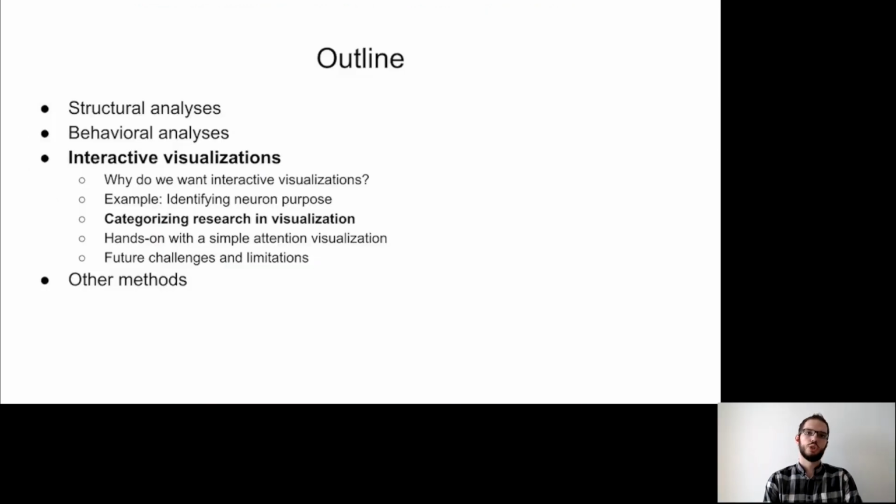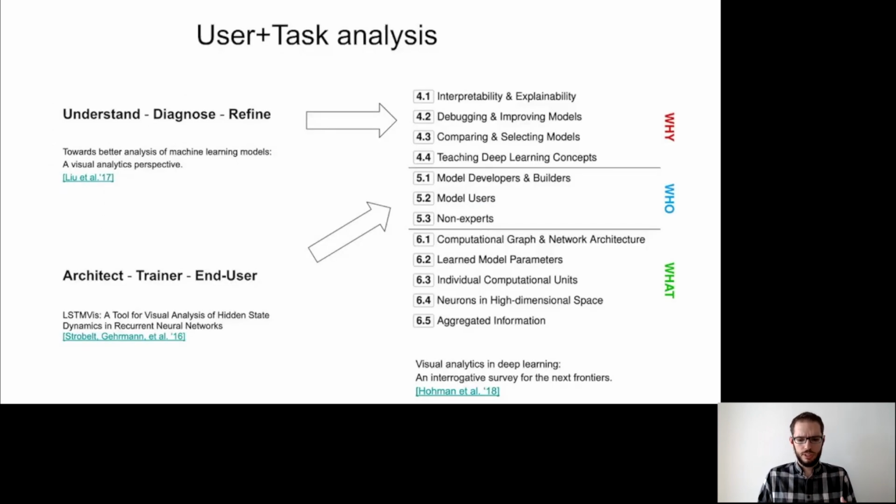Now that we've talked about the initial motivation for interactive visualizations and walked through an example of identifying the purpose of individual neurons, I want to also take a step back and talk about a broader categorization of research and visualization. And here we've scoured the literature, and there actually have been a lot of different categorizations that we can use to group different research together under similar aims and goals. And a couple of categories that keep coming up are those that can be answered with the questions shown on the right here. Specifically, the why question, the who question, and the what question.